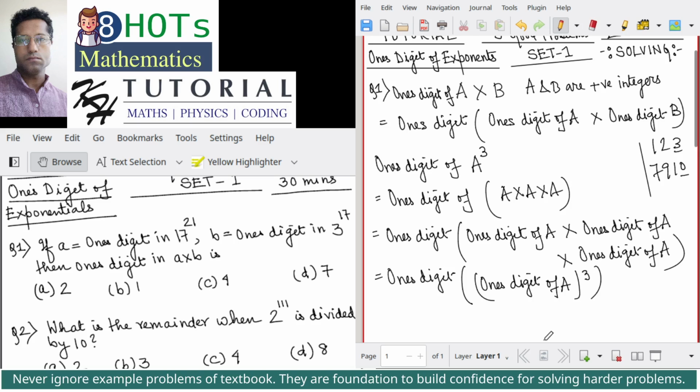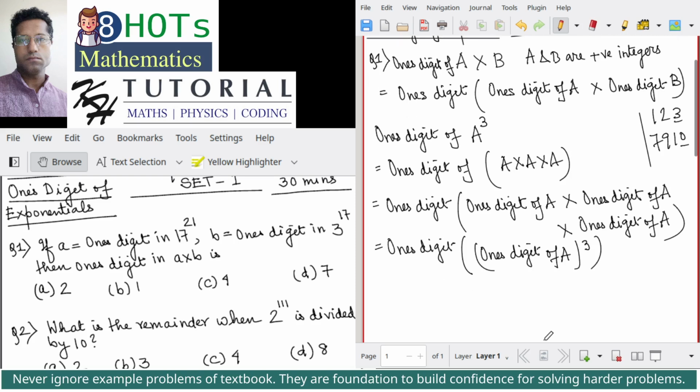So the ones digit of a cube is equal to, you first find the cube of the ones digit of a, and then whatever that number is, you take the ones digit of that number. So this is the basic concept of finding the ones digit of any exponential term, that is a positive number raised to a power, where a and b are positive integers and the powers will also be positive integers.